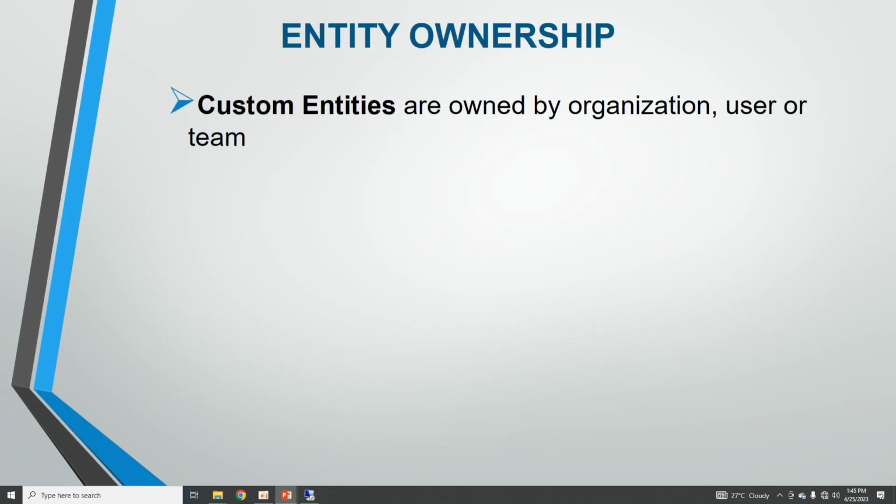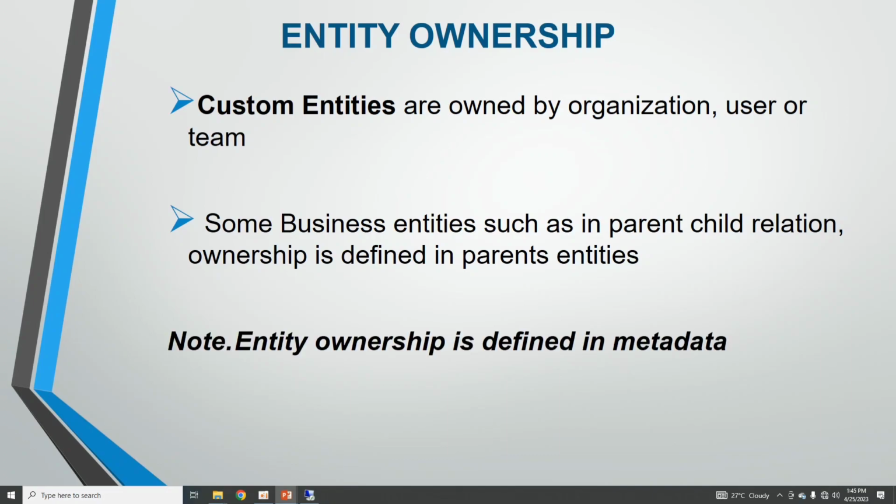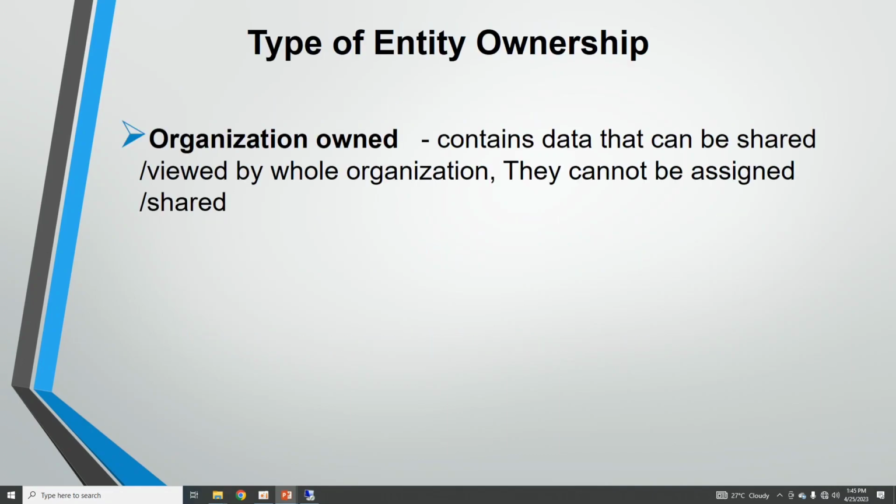Entities can be owned by an organization, user or team. For some business entities, such as in a parent child relation, ownership is defined in the parent entities. Entity ownership is defined in metadata. Important point to remember. Okay, now entity ownership is actually the scope of that entity. For example, if an entity is owned by an organization, then it can be assigned, viewed, and shared across the whole organization.